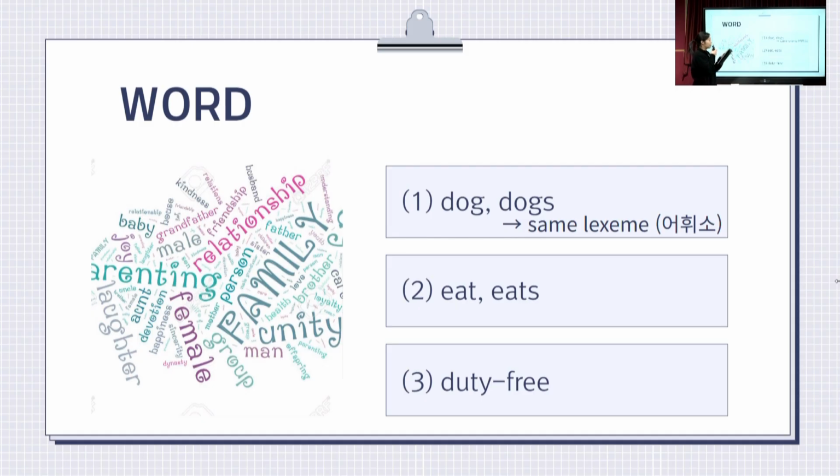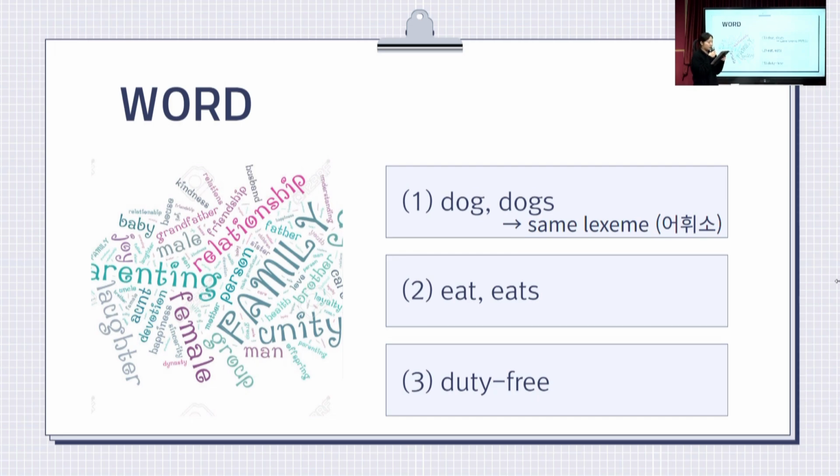For example, look at the following three pairs. Most people would consider these to be different words. Dogs is the plural form of dog, created by adding s. However, at the same time, dog and dogs can also be regarded as the same lexeme because they share the same meaning range and differ only in number. Still, since their forms are different, they can be distinguished as separate word forms.